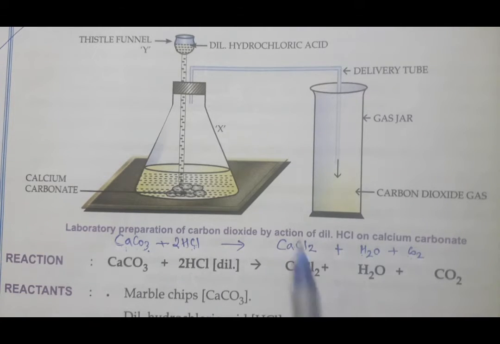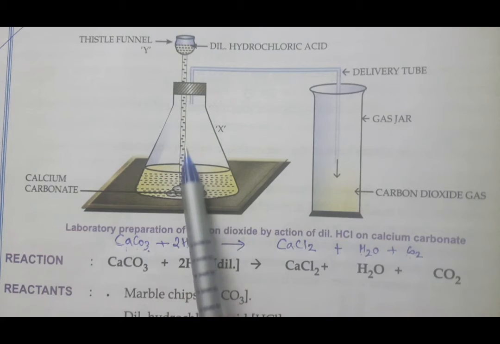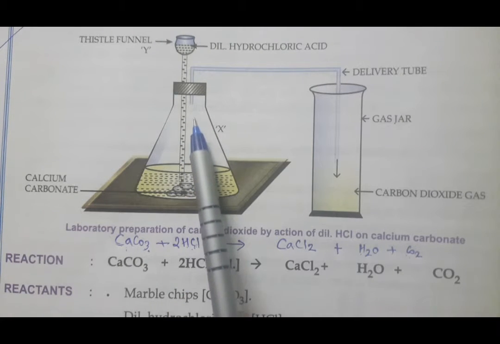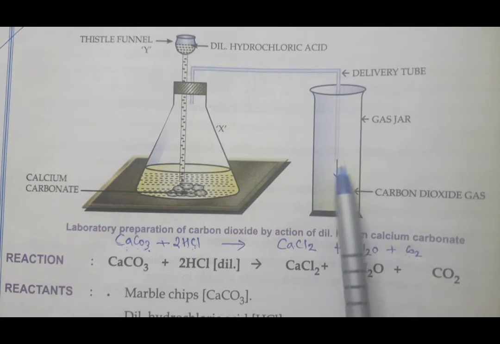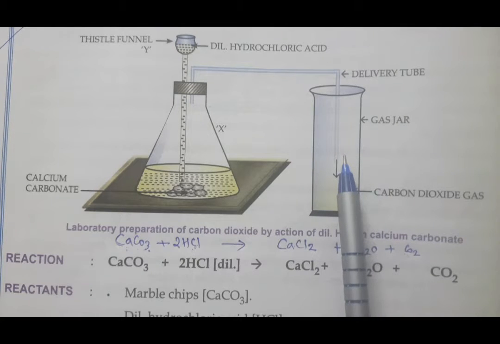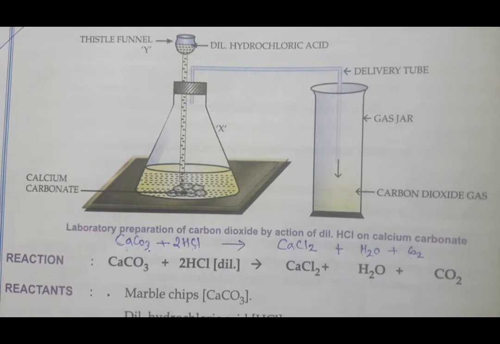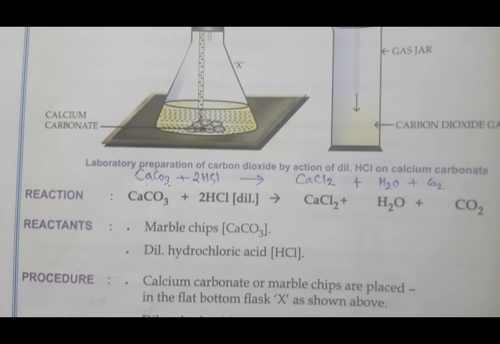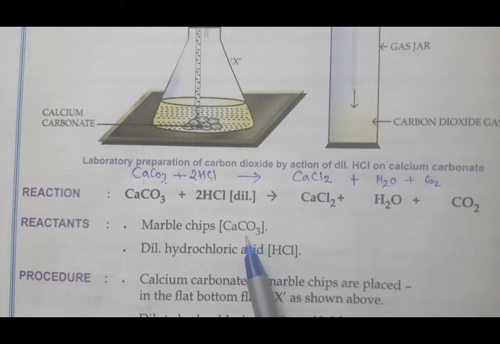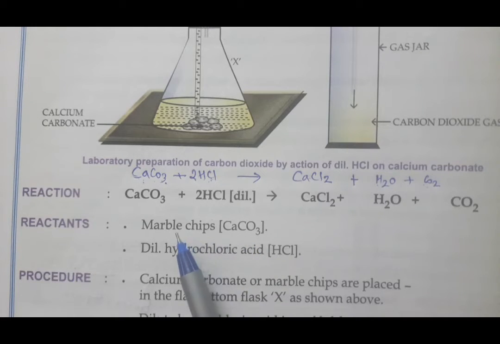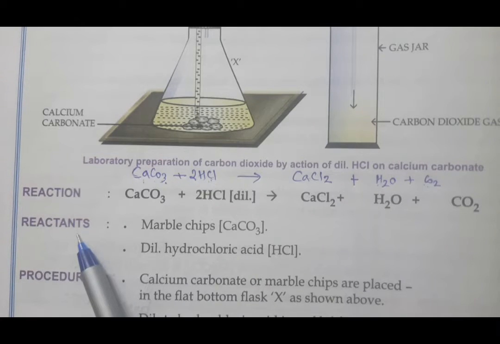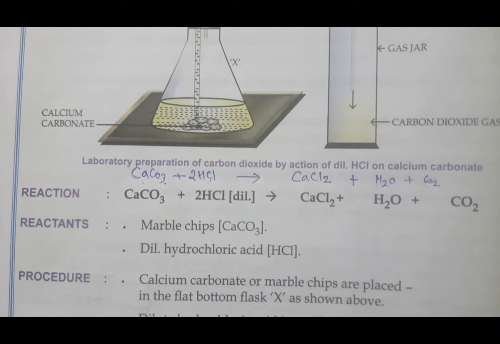Also, you understood. Here you are going to put calcium carbonate. From the thistle funnel you are going to put dilute hydrochloric acid. When they react, carbon dioxide gas is produced, which goes through this delivery tube and is collected out here. Calcium chloride and water will remain this side only. As I said, calcium carbonate is also known as limestone or marble. Whether you say marble chips, limestone, or calcium carbonate, all three are the same. So what are the reactants in the lab preparation of carbon dioxide? The reactants are calcium carbonate, that is marble chips, and dilute hydrochloric acid.